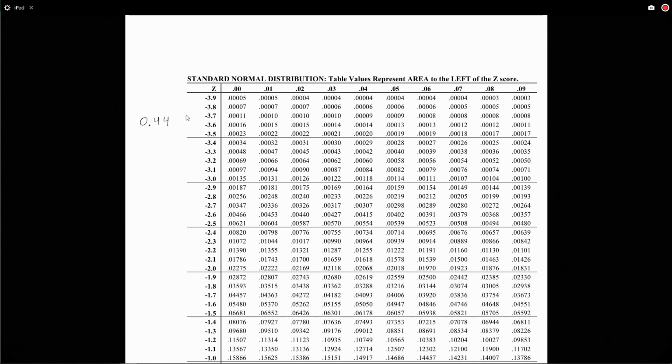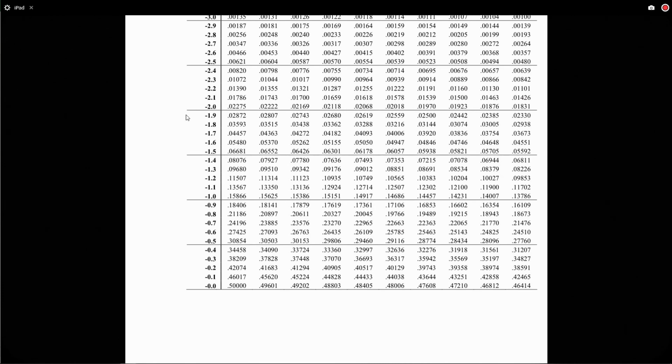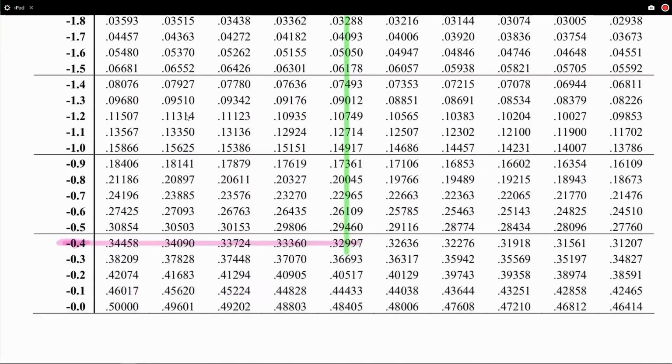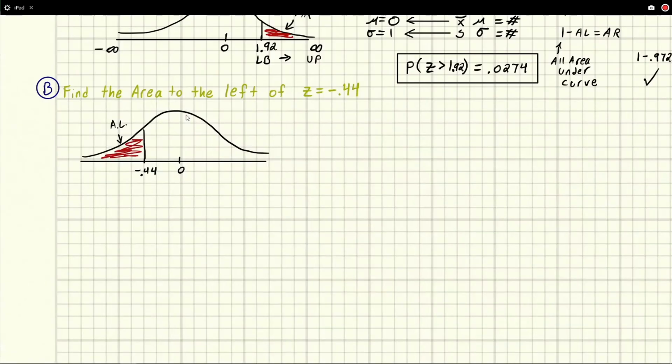We can insert a 0 there. So the first two numbers and then the last number. So we want to look up negative 0.4, which is right here. And then the last one's 4, so we go to the column with a 4, which is right here. And we map out where they cross. So we come down and we come down and they cross right here at 0.32997. So we simply come back and we'll write that down so we don't forget.